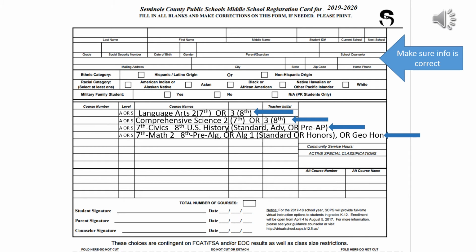7th graders, if you are currently in Standard 7th grade Math, next year you will sign up for Pre-Algebra. If you are taking Math 2 Advanced right now, you will sign up for either Algebra 1 Standard or Algebra 1 Honors. Please make sure you discuss these options with your math teacher to ensure best placement. In addition, if you are currently an Algebra 1 Honors student, you will select Geometry Honors for next school year. Please write down your selections now.